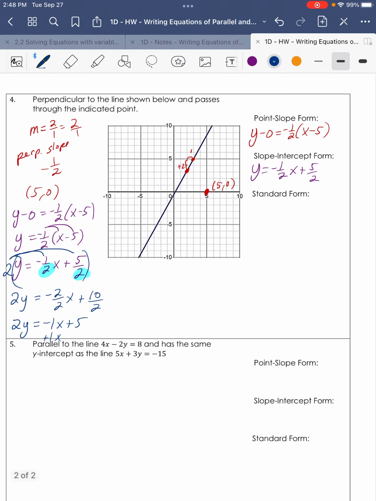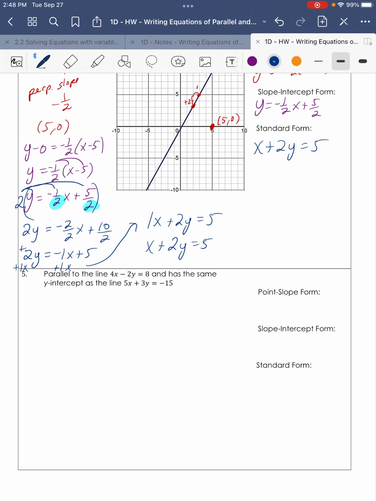And standard form, we need to add the x term. So you have 1x, which is just x. That 2y is positive, so plus 2y equals 5. So there's our standard form.